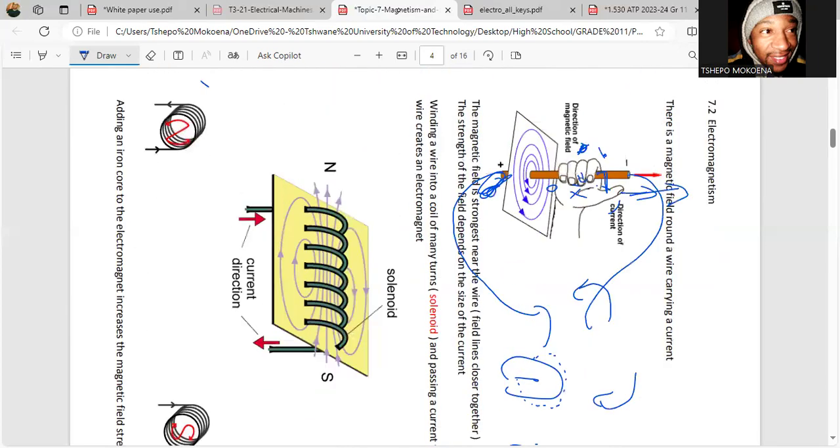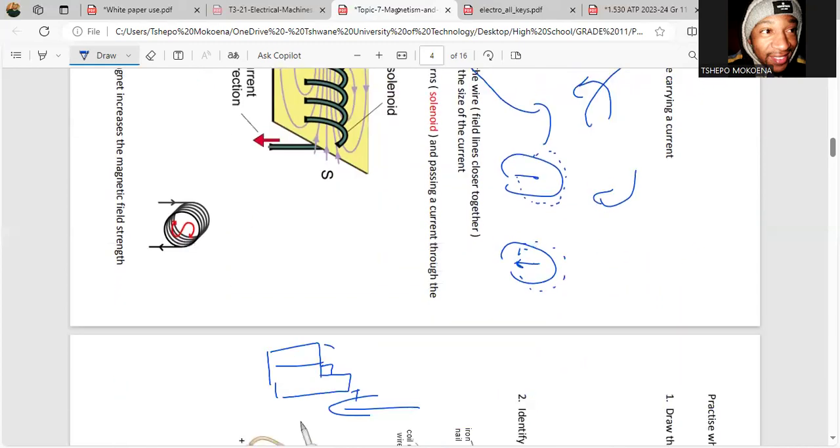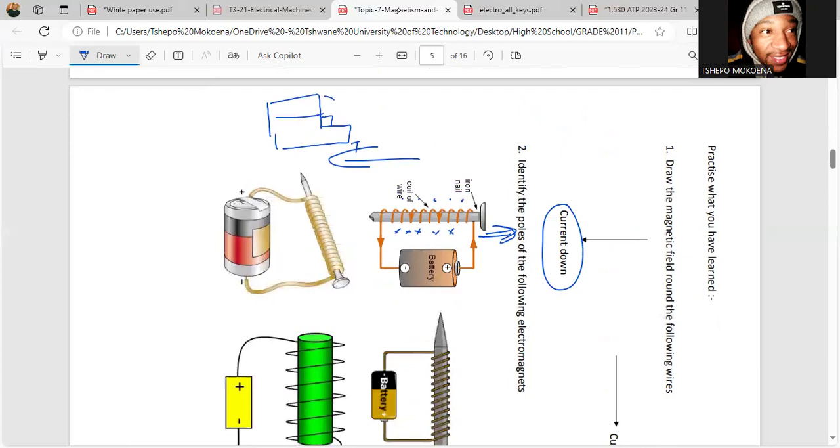So where your thumb is pointing, it is actually pointing to north all the time. Where this part is pointing is north. So that means in this case, this side of the solenoid is going to be north, since the thumb is pointing in this direction. So if this is north, that means that part will be south of the solenoid. Did you get what I'm saying, or should I repeat?